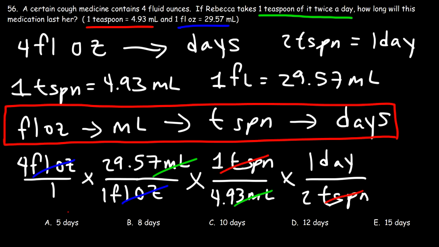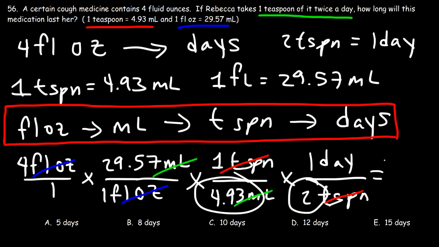So all of the numbers on top, you need to multiply, and then divide by any number on the bottom. And anytime you see a 1, you could skip a 1. So it's going to be 4 times 29.57, and then divided by 4.93, and then take that result and then divide it by 2.